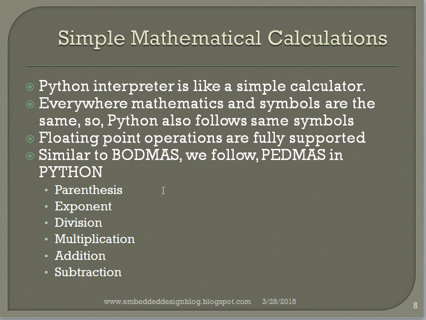This is called PEDMAS. People can call it in different ways. PEDMAS is parenthesis, which is the bracket, second is exponent, then division, multiplication, addition and subtraction. So it's almost the same as what we see in all the languages. Now, as we said, Python does simple mathematical calculations like a calculator. So you can see some of the mathematical operations that are listed here.